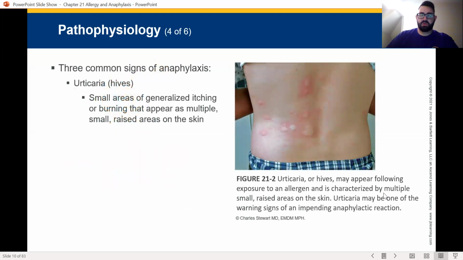All right, so there are three super common signs of anaphylaxis. This is urticaria, or hives. Look at here now. The guy right here is starting to develop these little whatever's on his back, and they're big welt-looking things. They're very common when somebody's exposed to an allergen. It might be one of the earliest warning signs. It's just a raised area on the skin. Small areas of generalized itching or burning may appear, and they're raised. These are raised bumps on the skin, usually a little bit red.